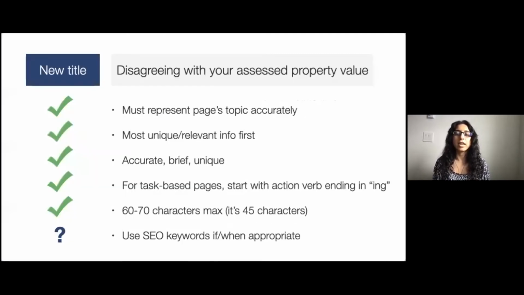So I went ahead and I came up with a new title here. It's disagreeing with your assessed property value. So this one meets most of the criteria here, except for the SEO keywords criteria. And this is because you would rely on an SEO strategy and research to know what keywords you're actually targeting. We don't have access to that here, so I haven't included it. But normally I would take a look at the keywords I'm trying to rank for and see if there's an opportunity to work them into the title without obscuring the needs of the user. So let's move on to section headings here.